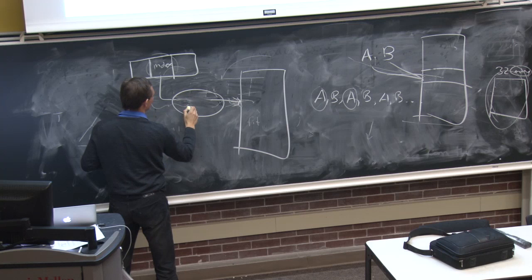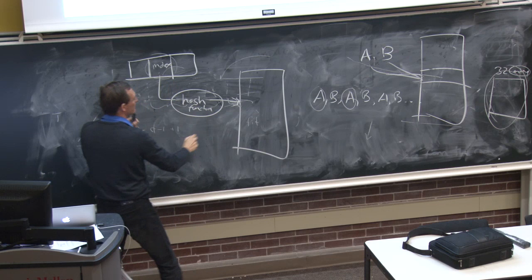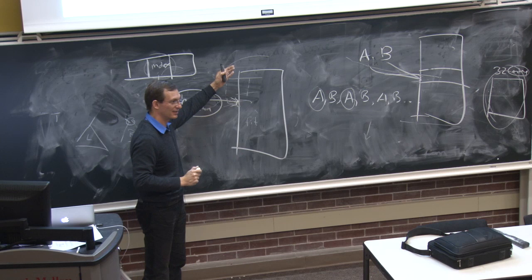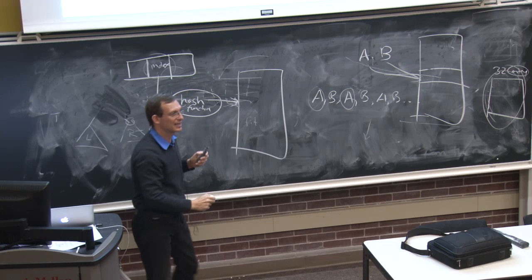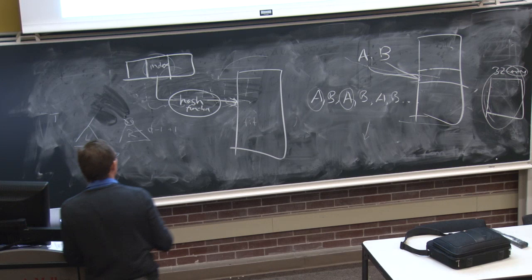You take your index bits and you hash them. And the hope is that this better distributes the index, distributes the addresses to different sets. That's the idea. Simple, right? And you could even use other bits of the address to randomize. Well, why could this help?